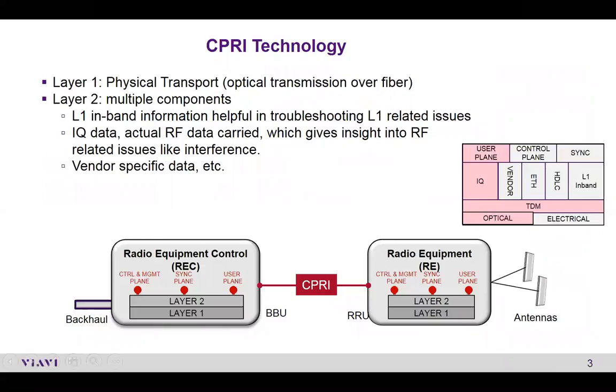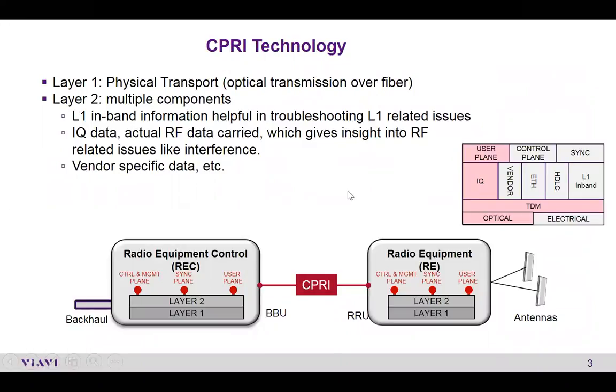IQ data, that's in-phase quadrature. That's actual user data that we talk to in the phones or broadband service. Then we have L1 in-band that carries various types of information, for example, errors and alarms between the radio equipment and controller. Then we have also a set of vendor-specific information that are exchanged between the controller and the radio. On top of that, what we have is this user plane. And so we are going to zoom in on this one.